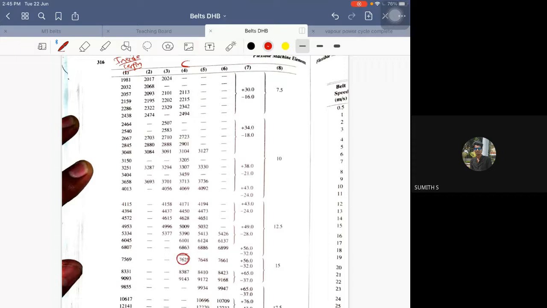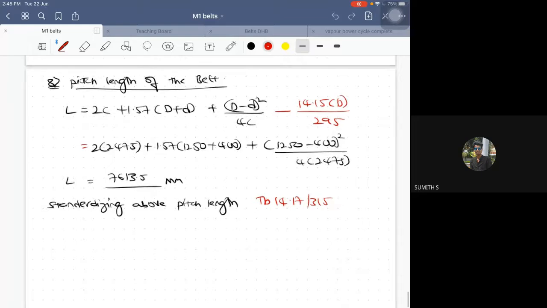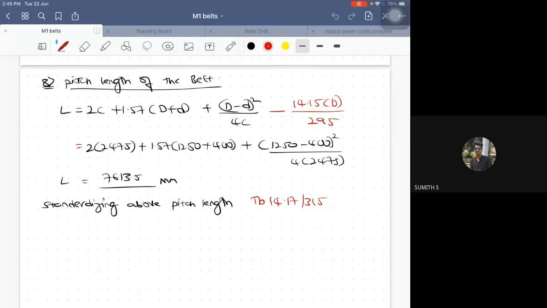So if we take 7625, here, always come back and note down the nominal inside length as well. Okay, so this is the nominal inside length, 7569. Both the values are very close. So what you have to write is standardizing the above.